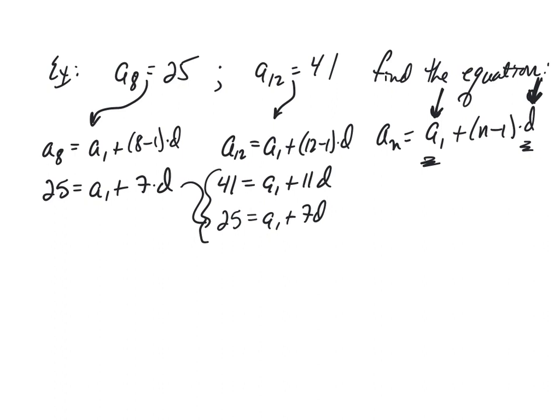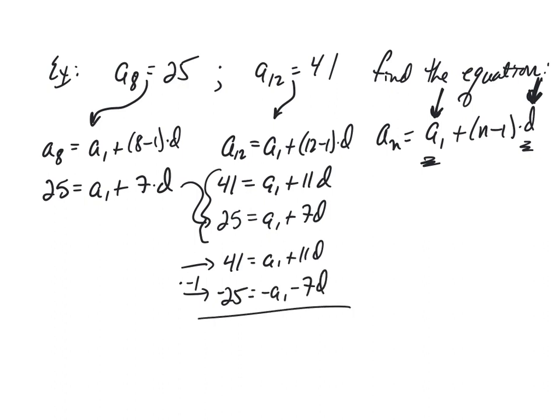I'm just going to simply use elimination. So if I was doing this one on my own, I would leave the first equation alone, and then multiply the second equation through by -1, so 25 times -1, a1 times -1, and 7d times -1. And when I combine the equations, the a1's cancel. 41 minus 25 is 16, and 11d minus 7d is 4d. So dividing both sides by 4, our d value then is 4, right?